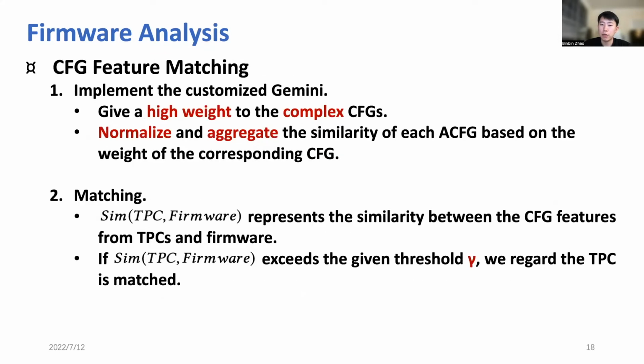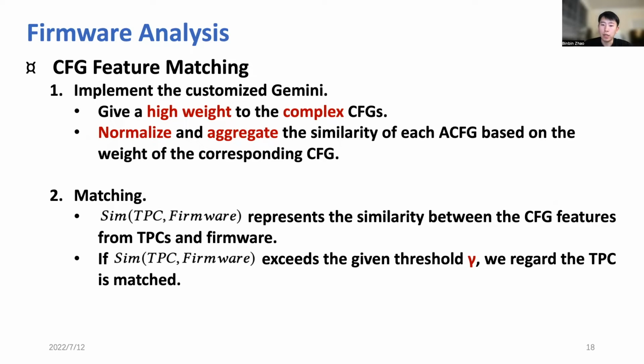Next, we conduct CFG feature matching. The original Gemini cannot directly apply to TPC detection because it uses a single ACFG to detect specific vulnerabilities. However, given each TPC has many ACFGs, the similarity of a single ACFG cannot determine the similarity between the TPC and the firmware. Therefore, we first implement the customized Gemini. We give a high weight to the complex CFGs.